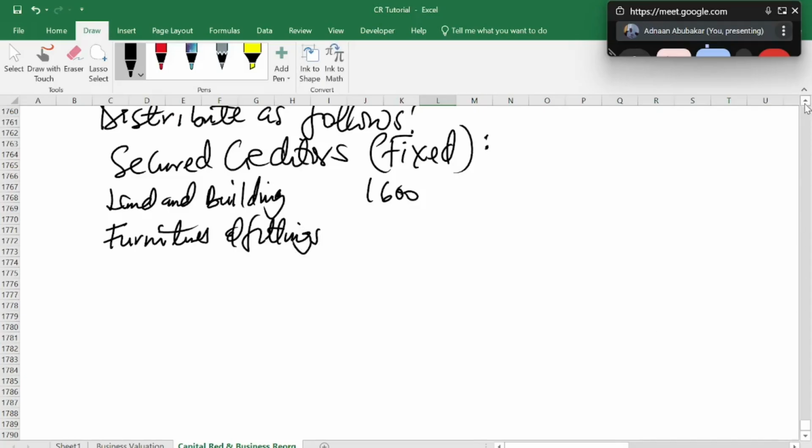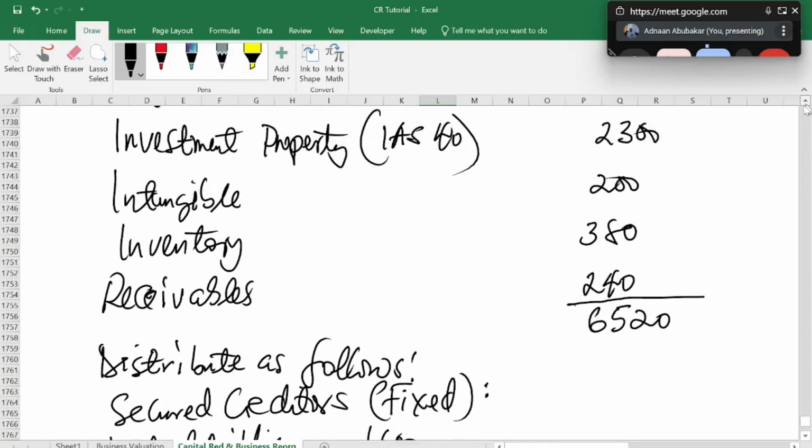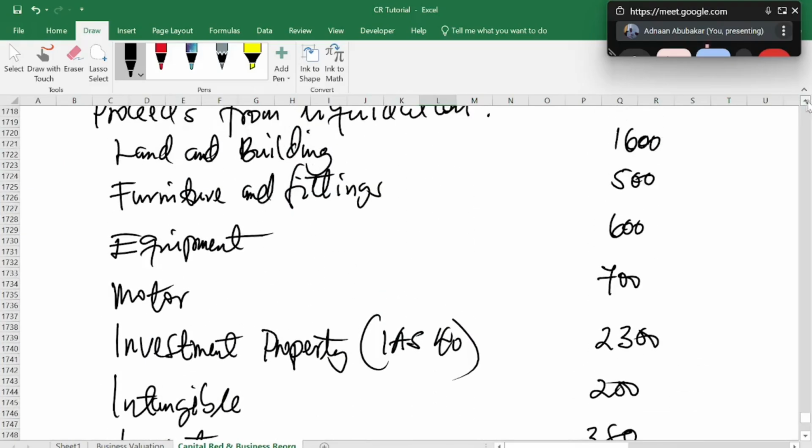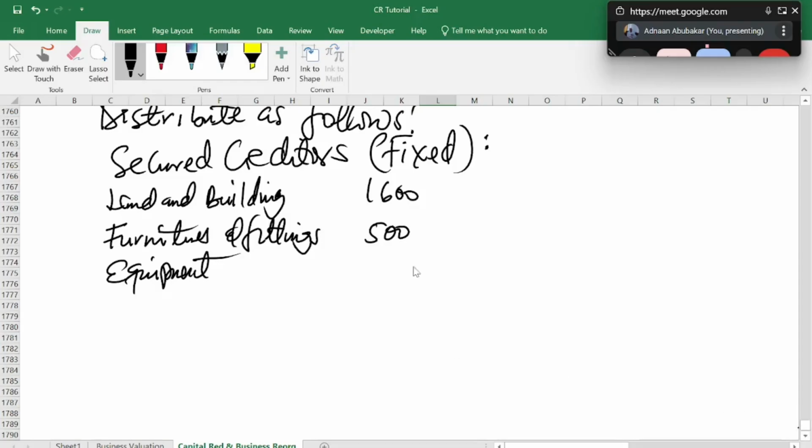When we sold it, how much did we realize? 500, sir. Which asset is part of what? Secured loan. Equipment, PPE. Equipment is also part of our PPE. When we sold equipment, we had 600. Which asset again?